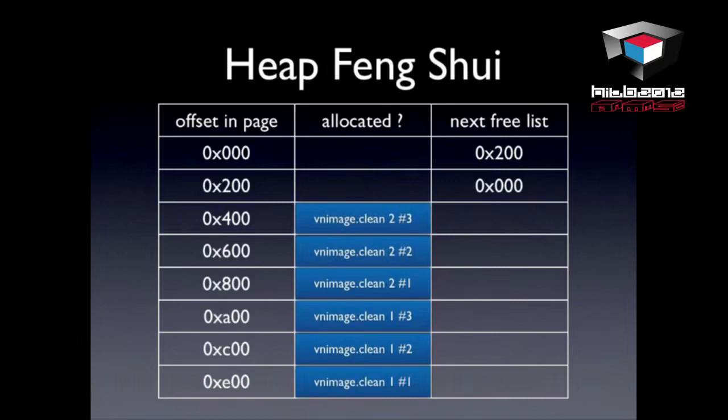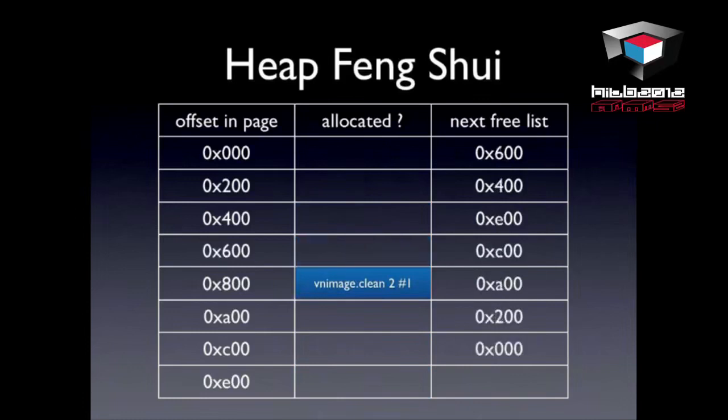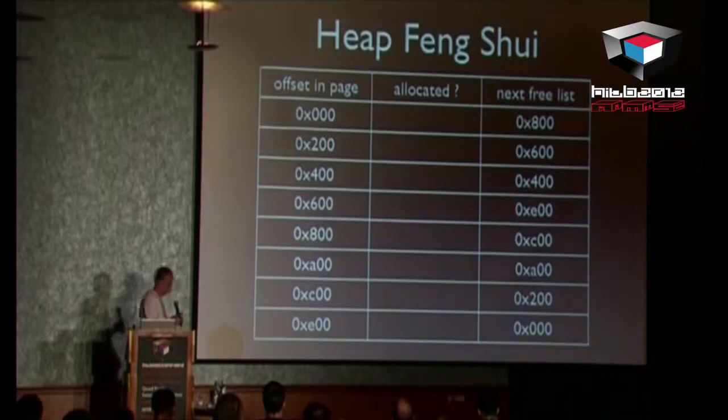Then we will unmount these images so that we can control where the overflow happens. Okay, so the next free element will be at offset 800.